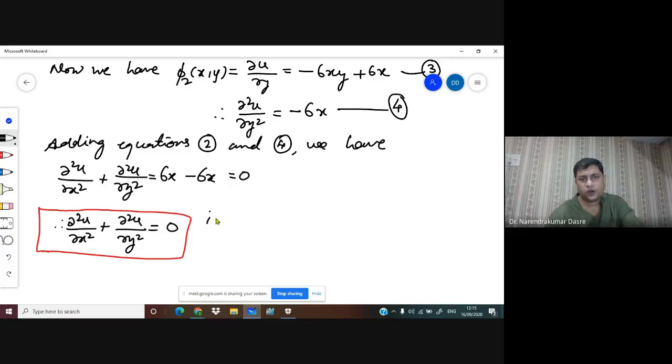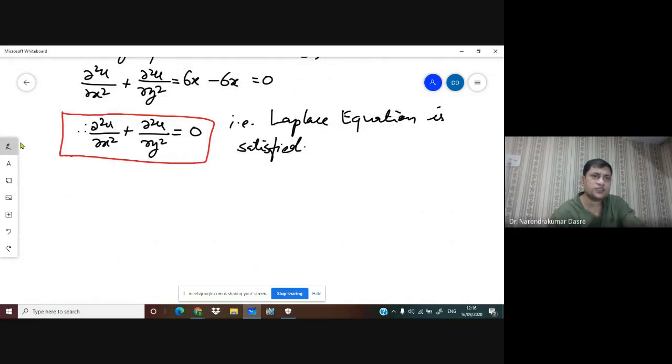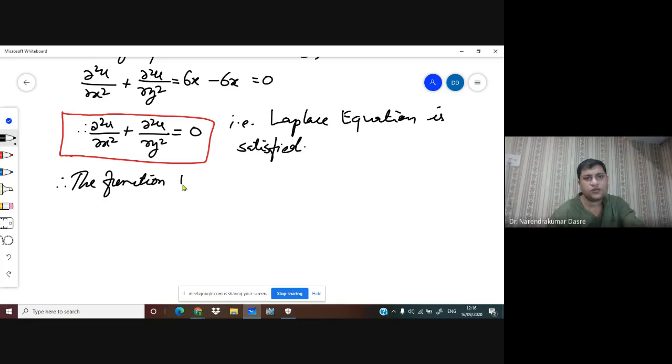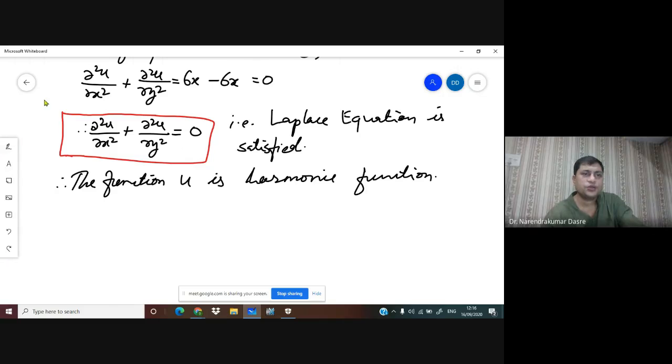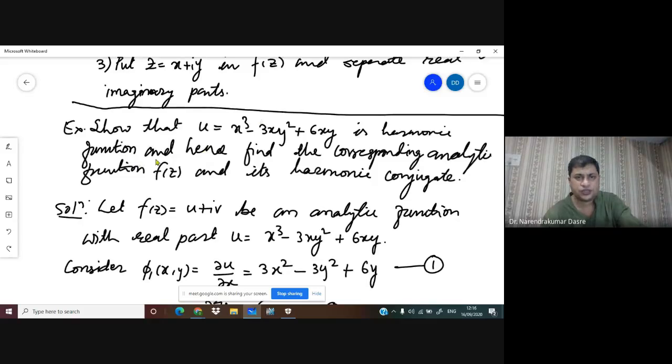Okay. And hence what we can say is that Laplace equation is satisfied. So Laplace equation is satisfied here, and hence we can say that this function u is harmonic. Yes. So the first part of this example we have proved: we wanted to show that this is going to be a harmonic function, and we have shown it is a harmonic function.